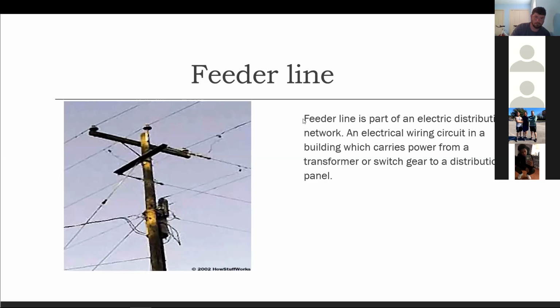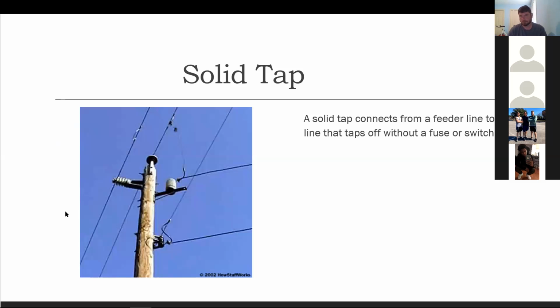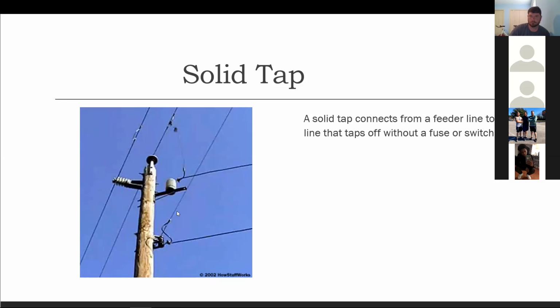And off that feeder line, feeder circuit, you're able to have solid or fused taps that go out. We'll talk more about radial and loop systems later on, but that's all that you need in that description. And then here we have a fuse tap. It's the line that goes off of the feeder, and you can see it coming down onto the fuse right there. Fuse taps are used to run power off of the feeder lines onto other lines through a feeder or other application.